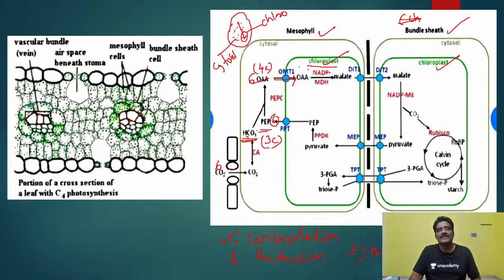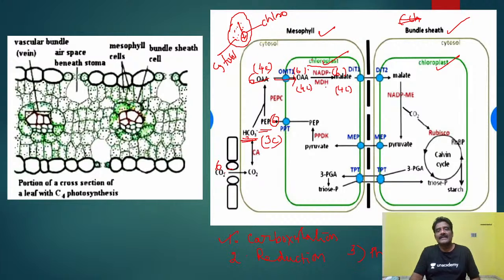Here, how many molecules of OAA? 6 molecules of OAA. Okay. And it is reduced to malic acid. Malic acid is also 6 molecules. OAA is a 4 carbon compound, and this is also a 4 carbon compound. Malic acid, or malate, is 4 carbon.